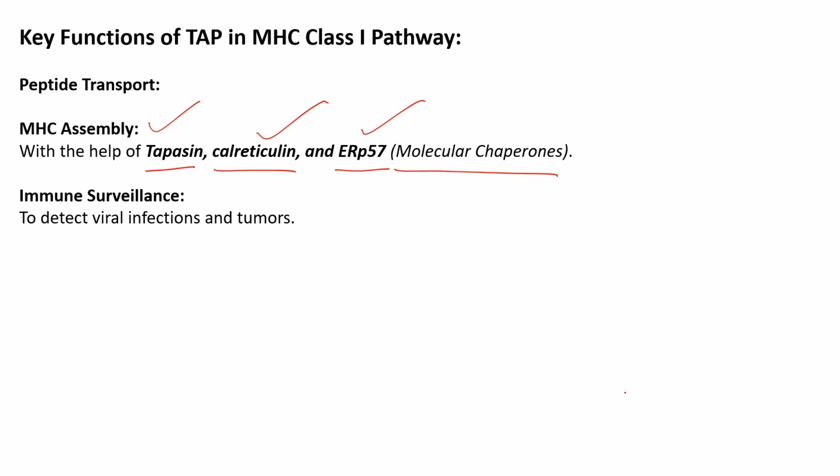So just remember that these are involved in protein trafficking or protein transport. The second is it can assemble the MHC molecule on the ER surface with the help of multiple chaperones, and a few of them are listed here. And the third is they can help in immune surveillance, because they can detect virus infection and also tumor specific antigens which are non-self in nature.